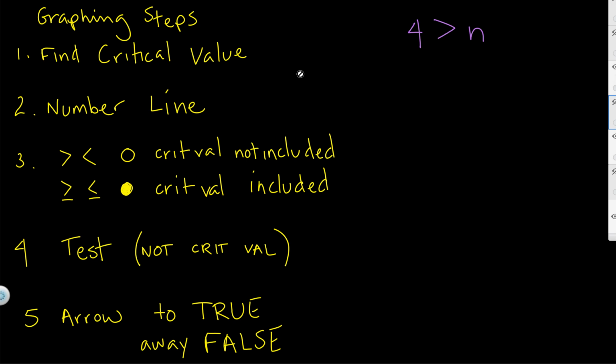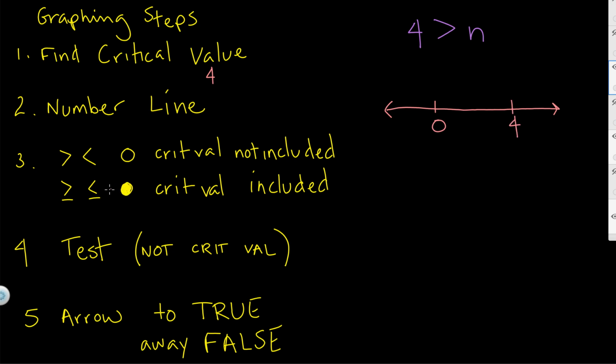So we find our critical value. Our critical value is the only number that's there. That would be a 4. So that's my critical value. I'm going to draw my number line. I'm going to include 0 and my critical value of 4.